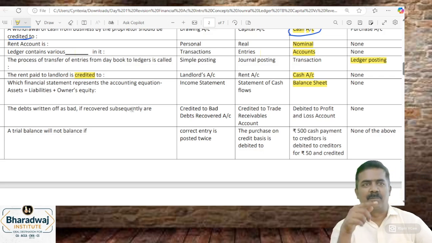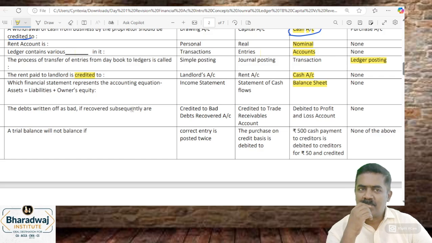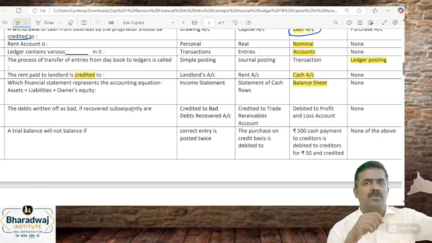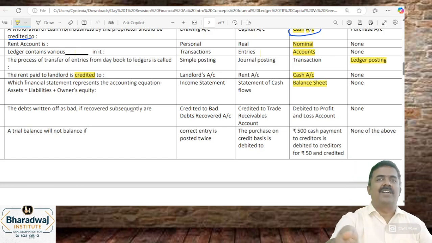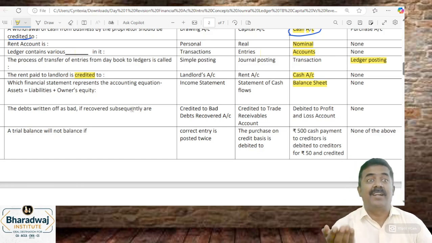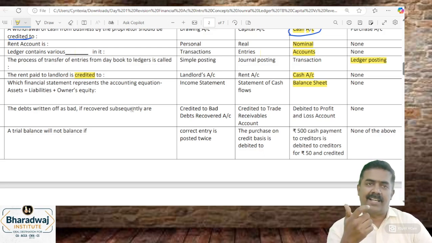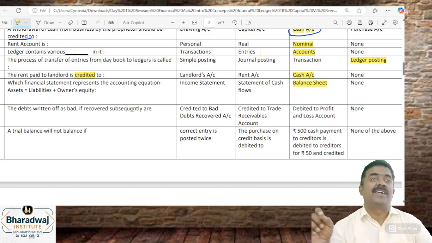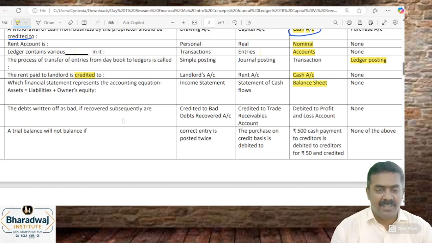Write the journal entry first, then we can tick. Bad debts journal entry: bad debts account debit to debtors account. We wrote this off 2-3 years ago. Now that customer is paying. Bad debts recovered, we'll get cash. Cash account debit to bad debts recovered account.